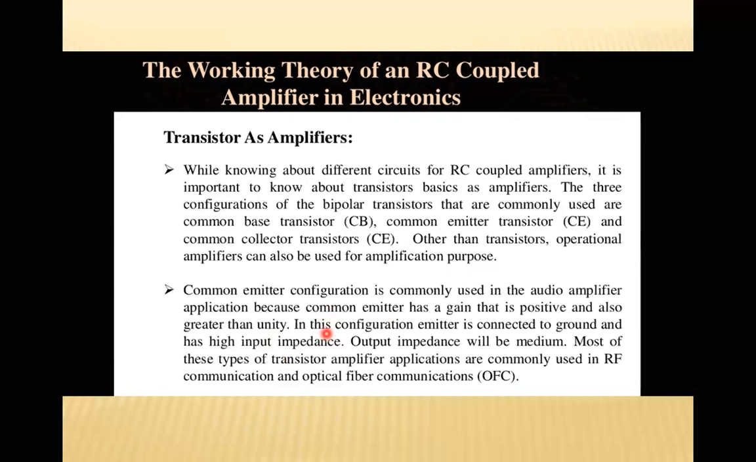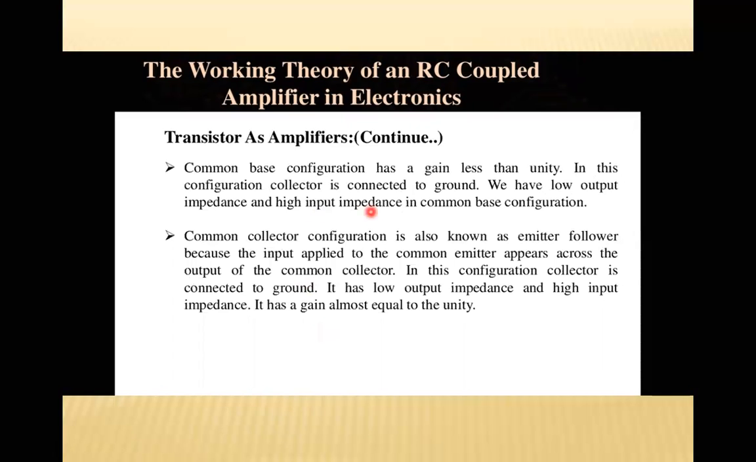Now, common base and common collector we will see. Common base configuration has a gain less than unity. In this configuration, the collector is connected to ground. We have low output impedance and high input impedance in common base configuration. What about common collector? Common collector configuration is also known as emitter follower because the input applied to the common emitter appears across the output of the common collector. In this configuration, the collector is connected to the ground. It has low output impedance and a high input impedance. It has a gain almost equal to unity.